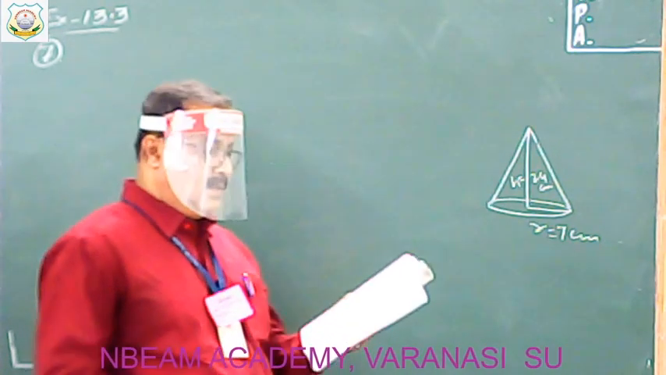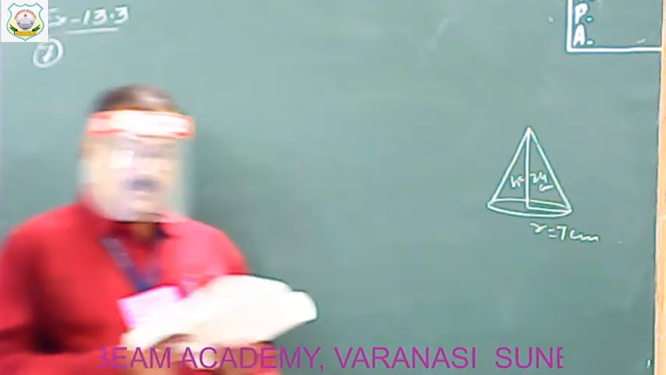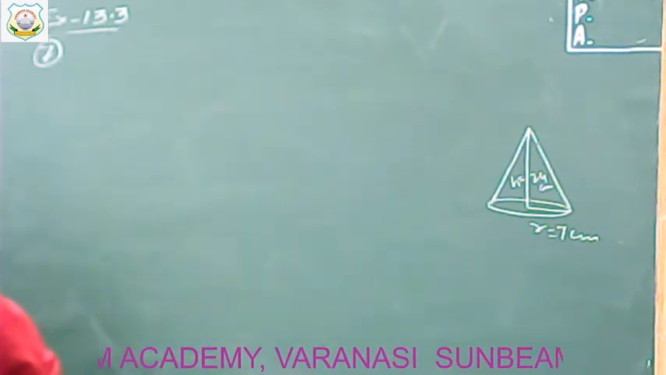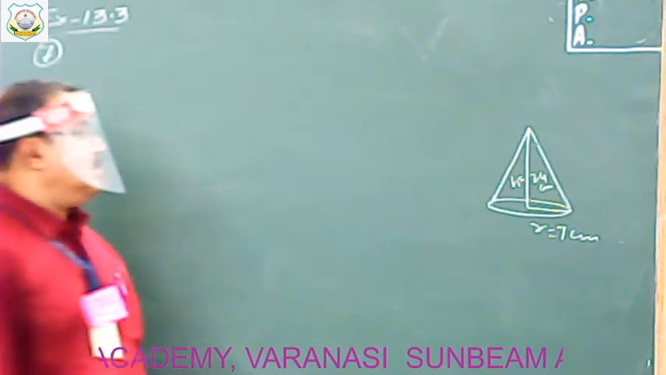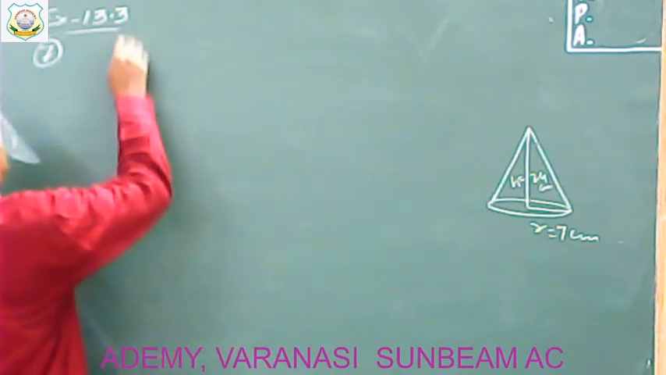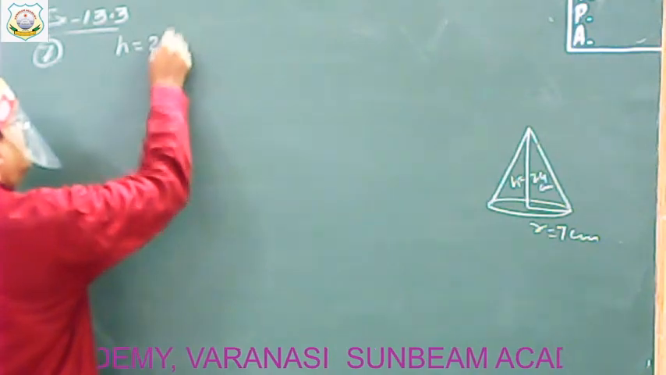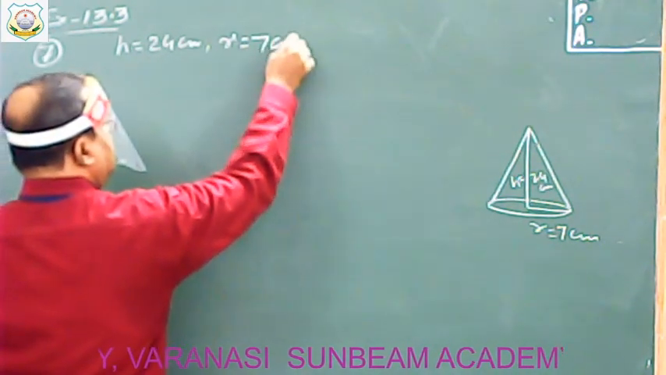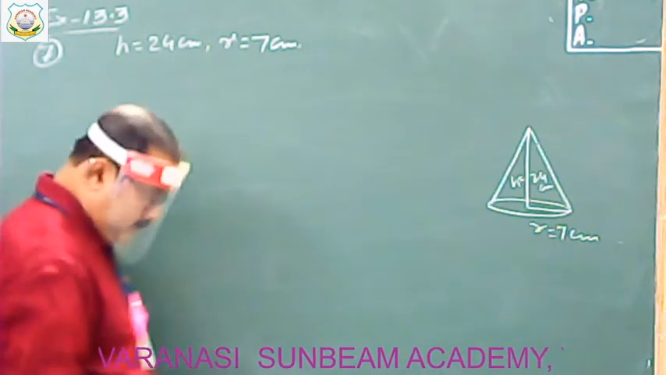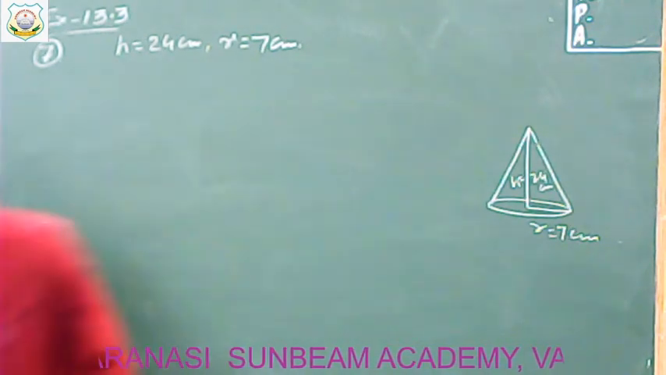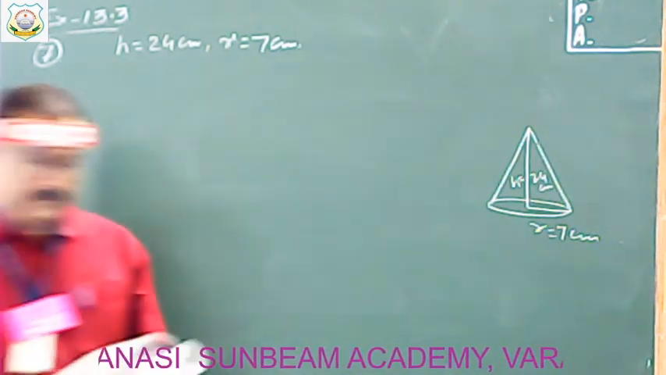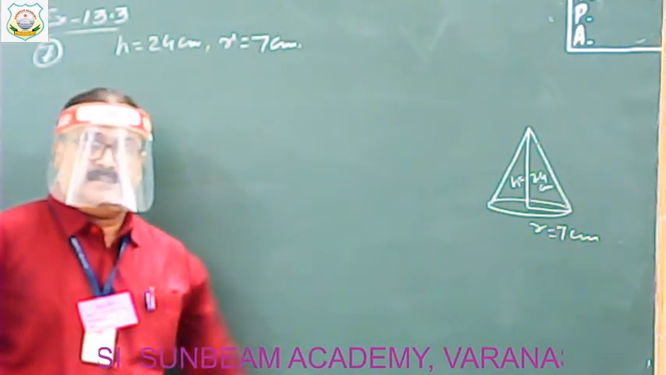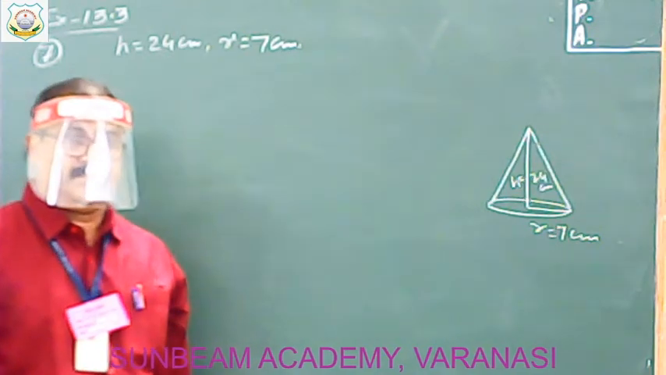Okay, let's find the area of sheet required to make 10 such caps. So, what we have to find? We have height 24 cm, radius 7 cm. Okay. Area of sheet we have to find for the 10 caps.